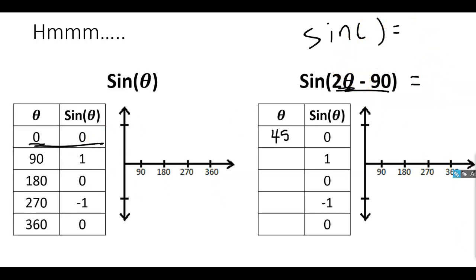Okay, so let's give it one more try here. 90 gives us 1, right? So sine of 90 makes 1. So what would you plug in here so that this whole piece comes out to be 90, so that our answer comes out to be 1? What could I plug in for theta so the whole thing comes out to be 90? Well, hopefully you know it's 90. Now, if you don't, that's okay. I'm going to show you guys how to get it.